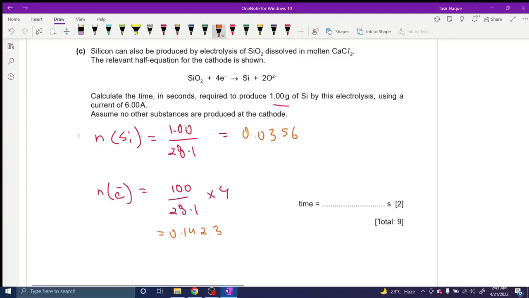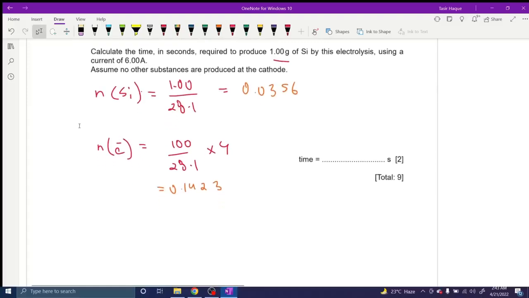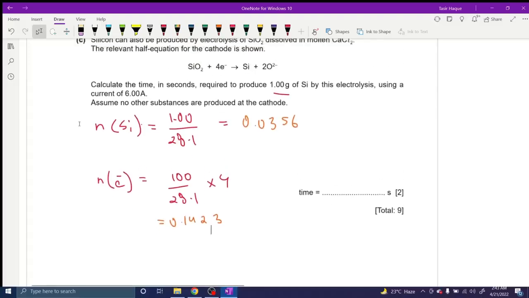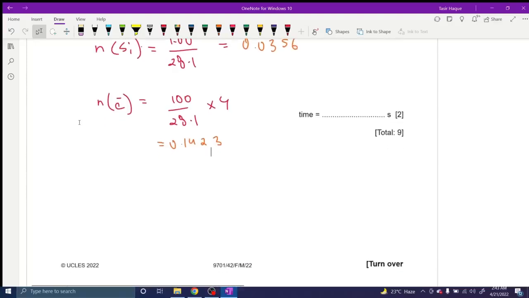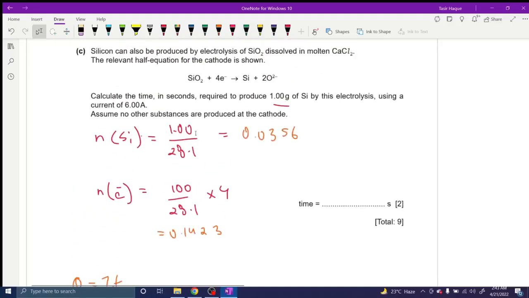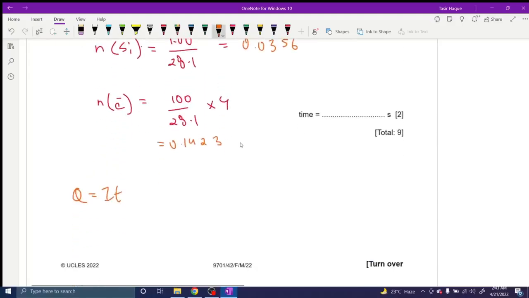Now think about it. We know that Q is equal to IT. So how are we going to convert this to coulombs? Think about it. Q is equal to IT. Also, to find out the total charge, we know that this is the moles of electrons. 1 mole of electrons has a charge of 96,500, Faraday's constant, right? So Q is going to be 0.1423 into 96,500, charge of electrons, coulombs, right? Into current into time. Let's find out time.